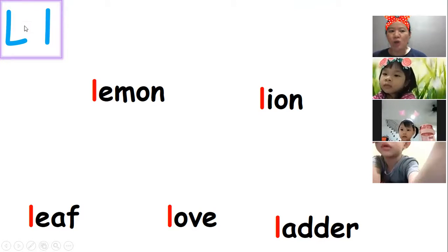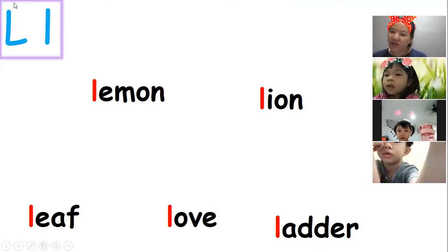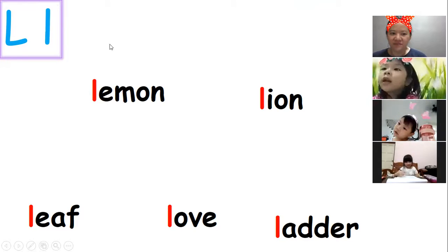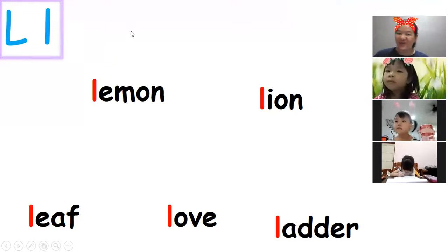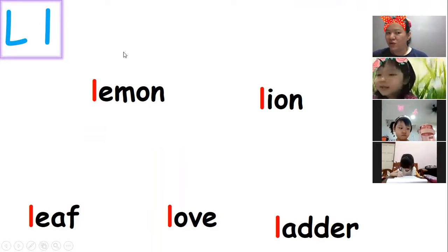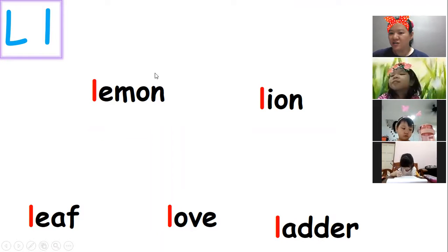Okay, this is L. L is for love. Okay, read it. Good. But let's look at the first one. Look at the first word. It's a lemon. You can say it's a fruit. Do you know what it is?